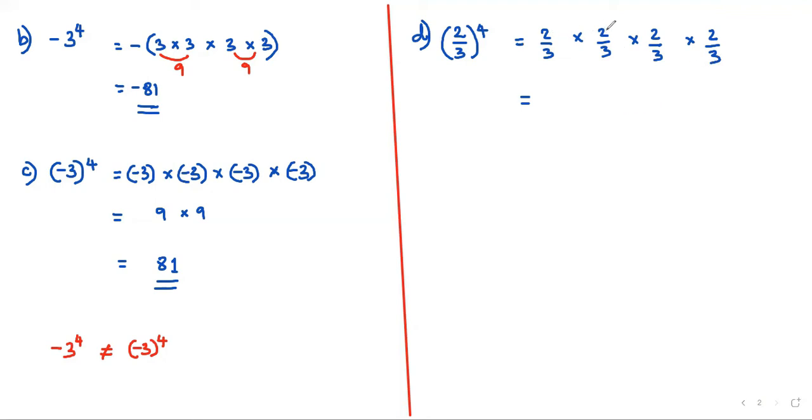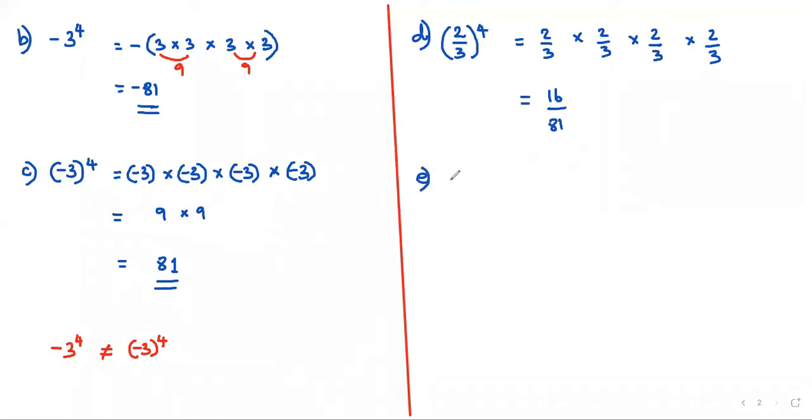Now, 2 times 2 is 4, and 2 times 2 is 4. So we have 4 times 4, which is 16. Okay? 3 times 3 is 9, and 3 times 3 is 9. So what do we have? 81. Very good. So it means that 2 out of 3 to the power of 4 is equal to 16 out of 81.